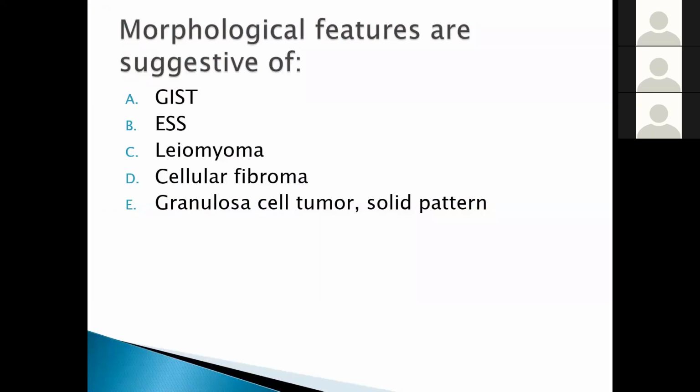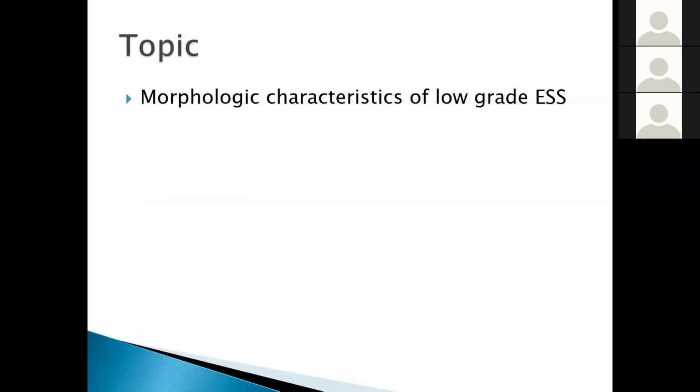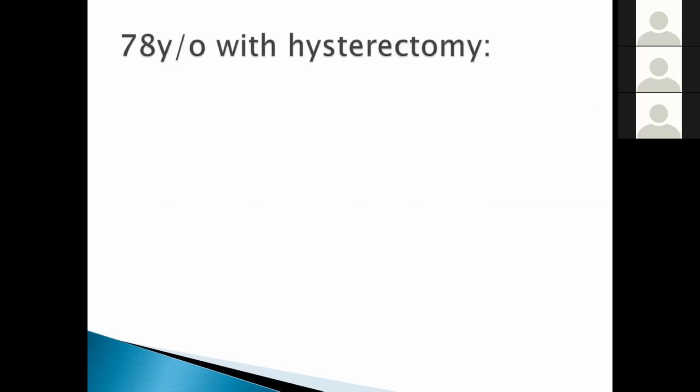Cellular fibroma can be very difficult. That's when your stains might come into play. With the pelvic mass, you have probably a higher chance of a cellular fibroma than ESS, but of course imaging will help you, and of course your stains. And the granulosa solid pattern can be pretty difficult too, because the cells are pretty bland. The cytology is a little bit different for granulosa, but you may not be able to appreciate it. So, ESS morphology. I think there are only two more.